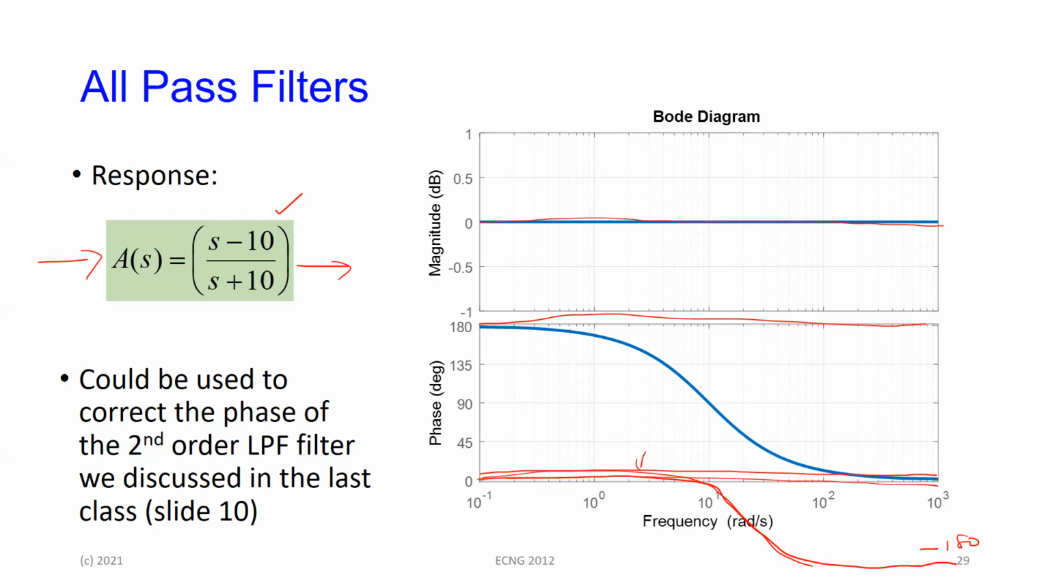So by passing that response from the last type of filter through this, I could linearize or flatten the phase response as well. So I could get the best of both worlds. One is going from 180 to 0, the other one is going from 0 to minus 180. So between the two of them, I could either get a full 180 or a full 0. And a full 180 is just an inversion. A full 0 is no change. So I have two ways of doing it.